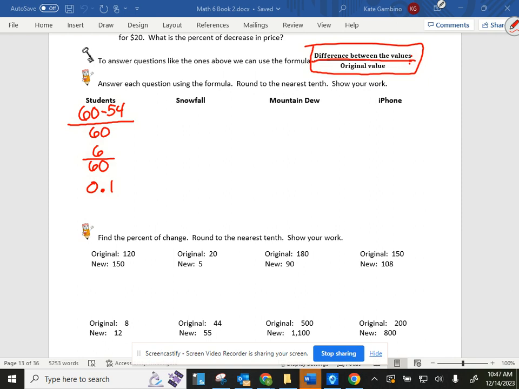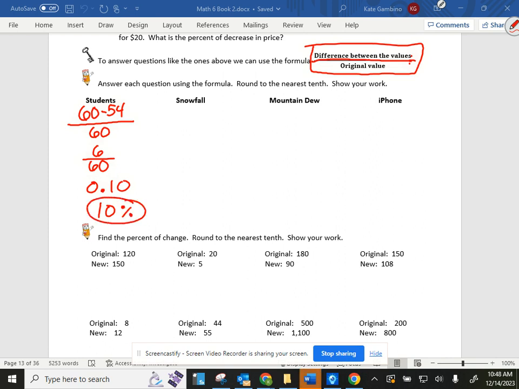How do we convert that decimal into a percent now? Layla? No. Well, you can add a 0, but what does that become? What percent does 0.10 become? 10%.